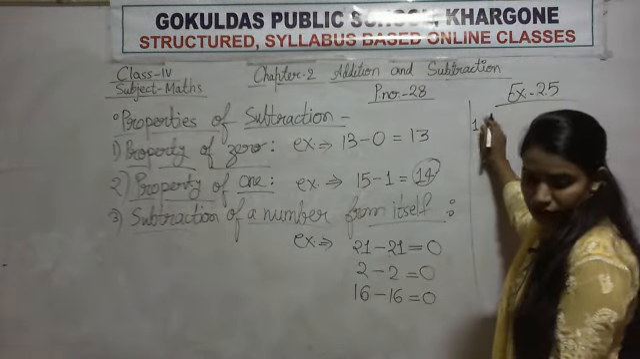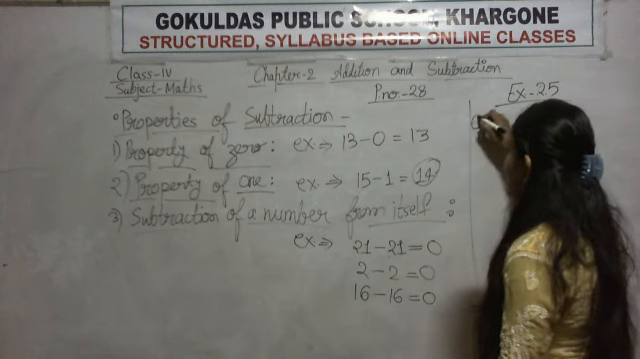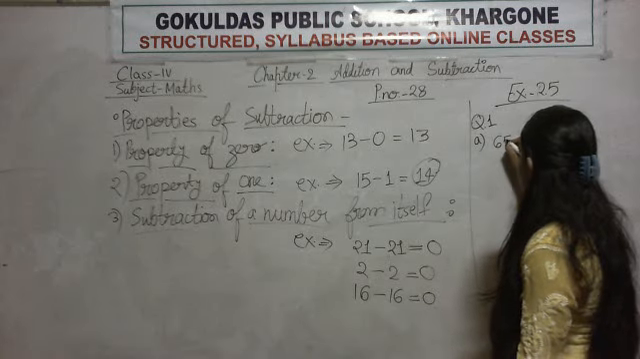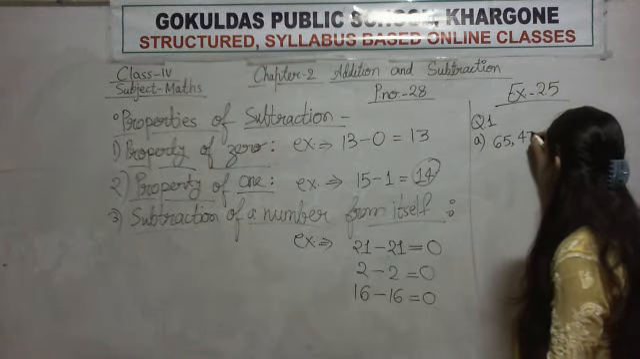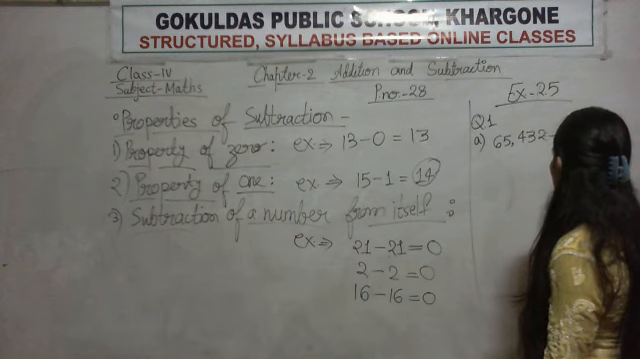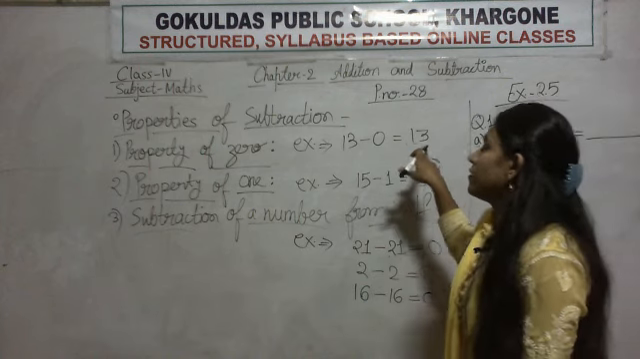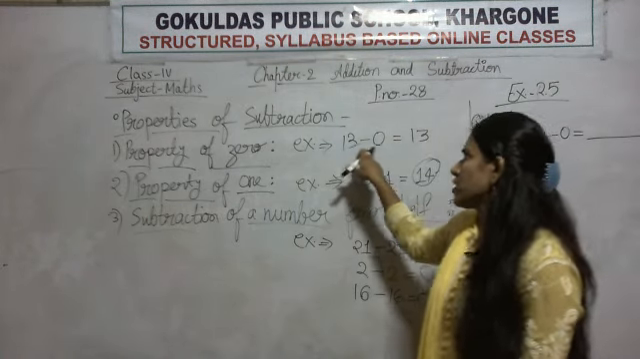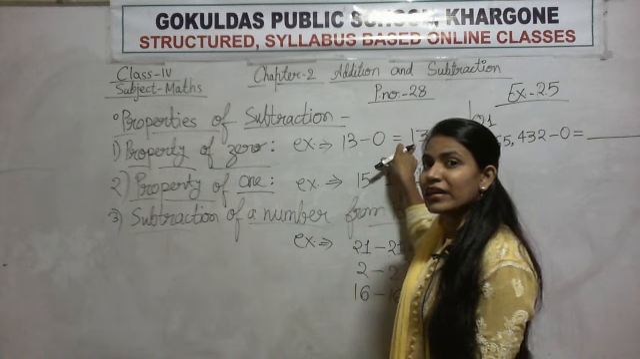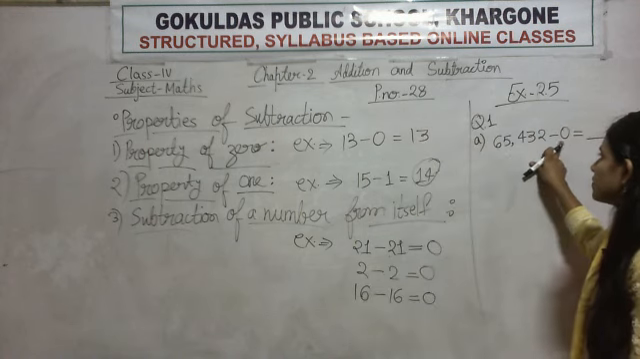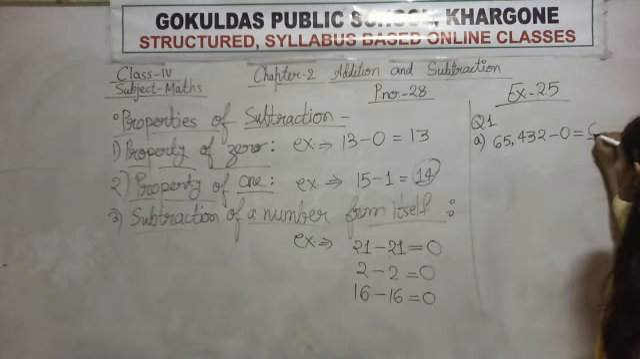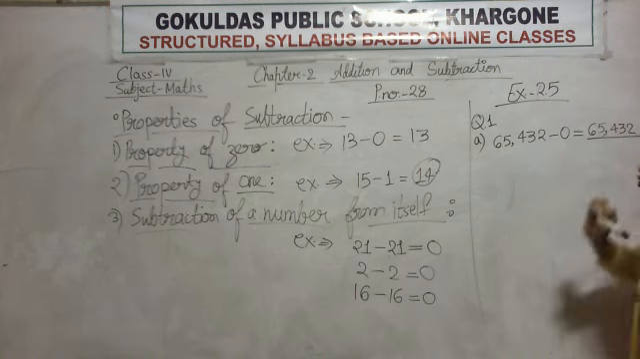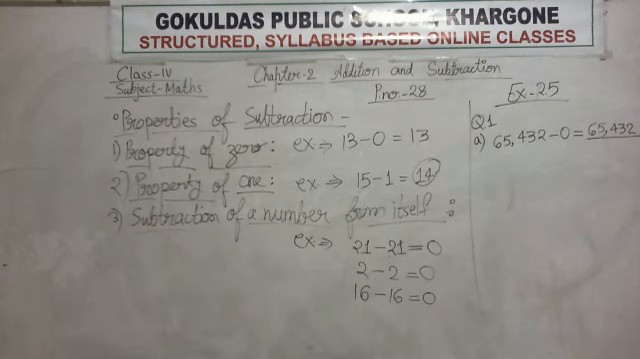First, question 1 we are discussing. Question 1, fill in the blanks, part A. 65,432 minus 0. What will be your answer? Here you are subtracting 0 from a given number. If you subtract 0 from any number, you get the number itself. So you will get 65,432.